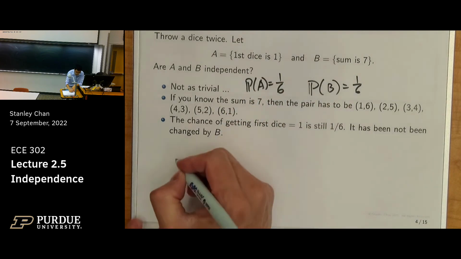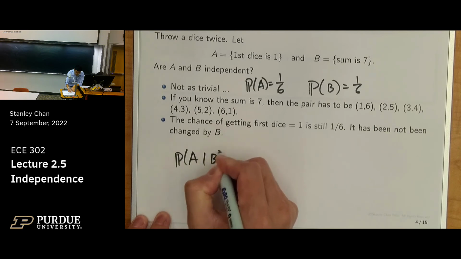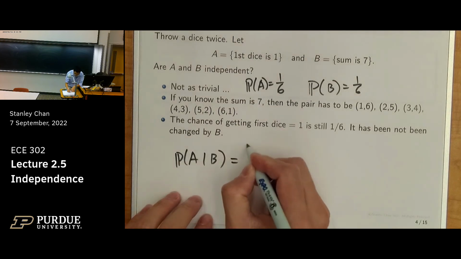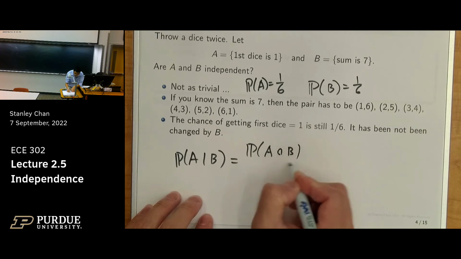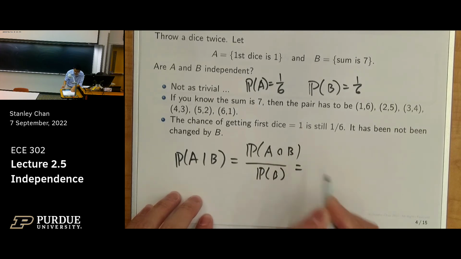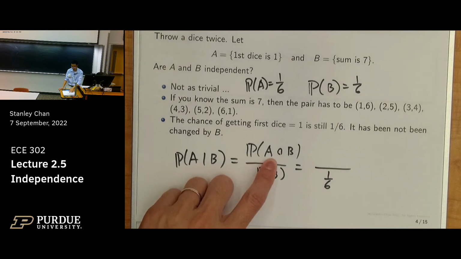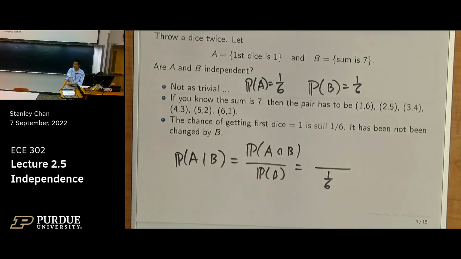How about the probability of A given B? Probability of A given B. Anyone want to try? You want to try that? Oh, let's do it. So it is the probability of A intersect B divided by the probability of B. The probability of B, of course, is 1/6. What is the probability of A intersect B?